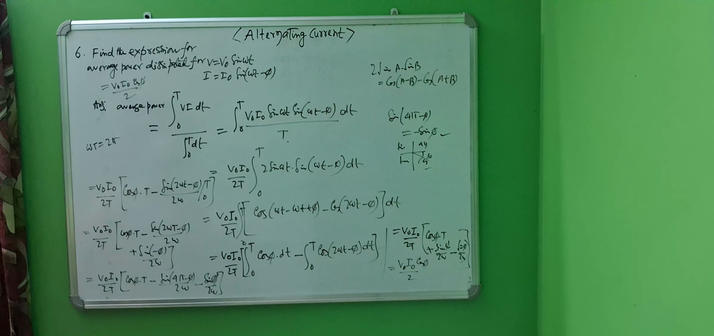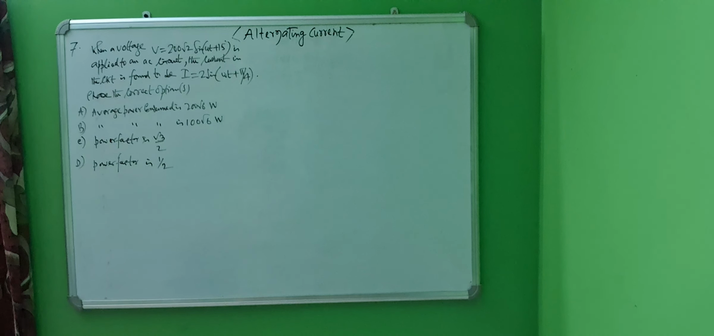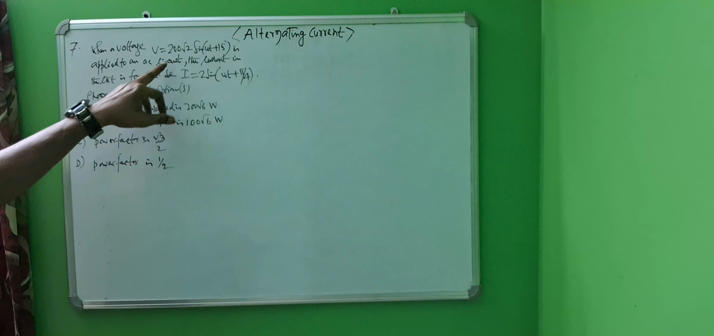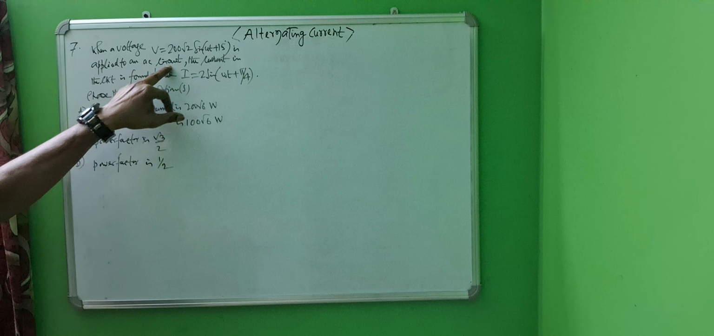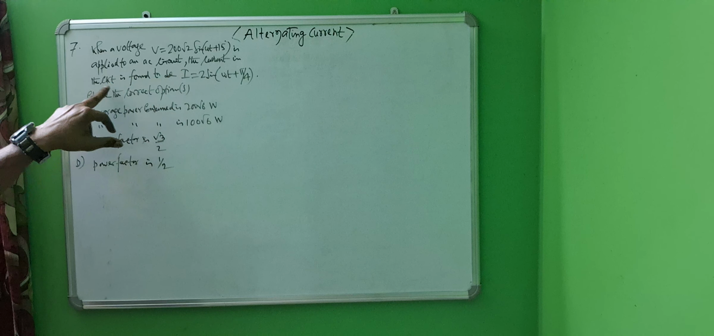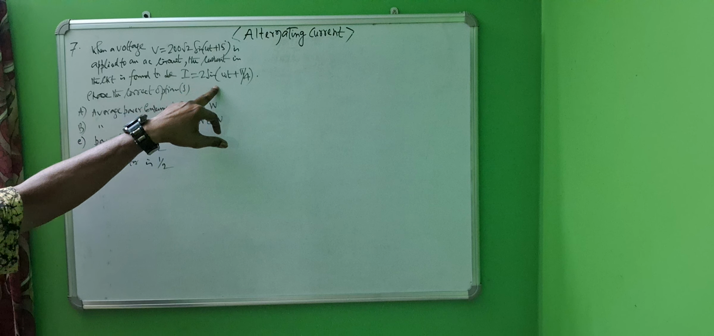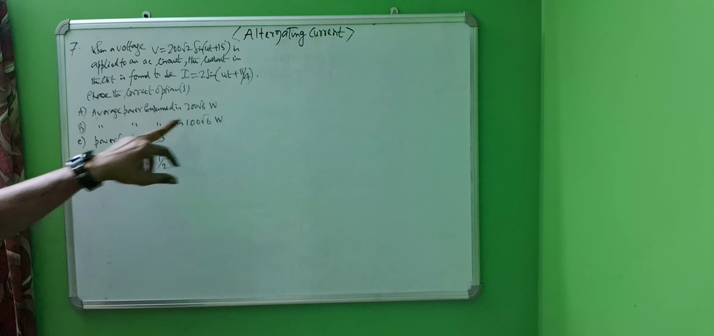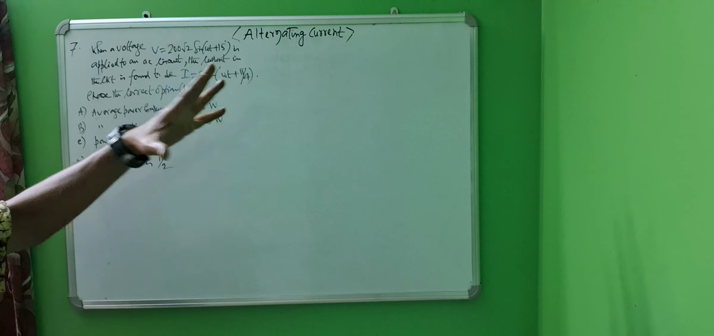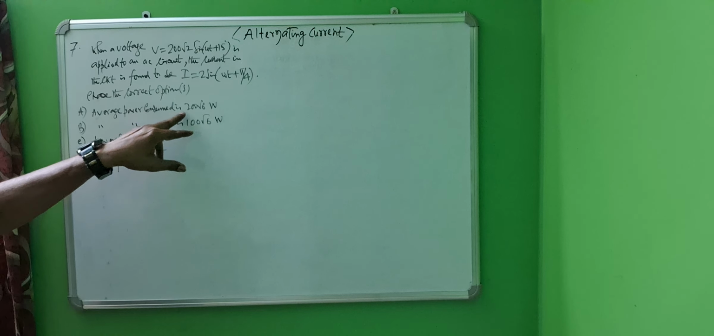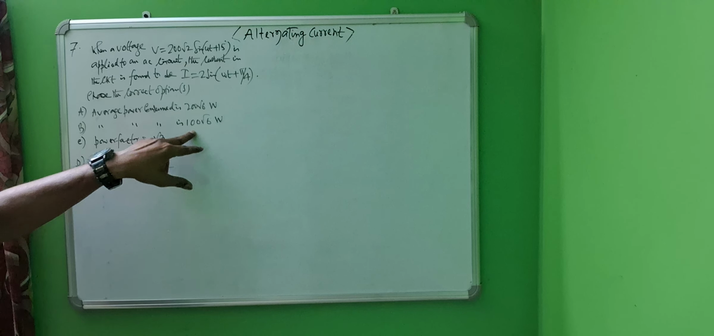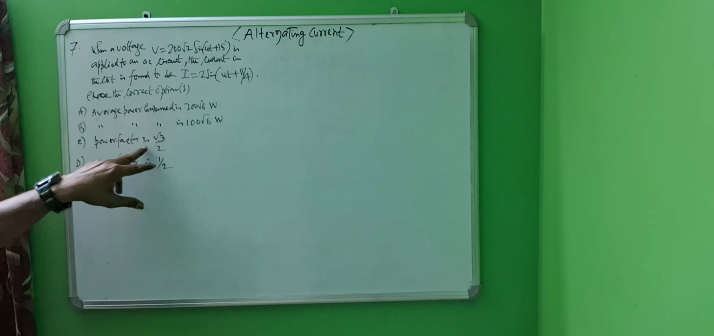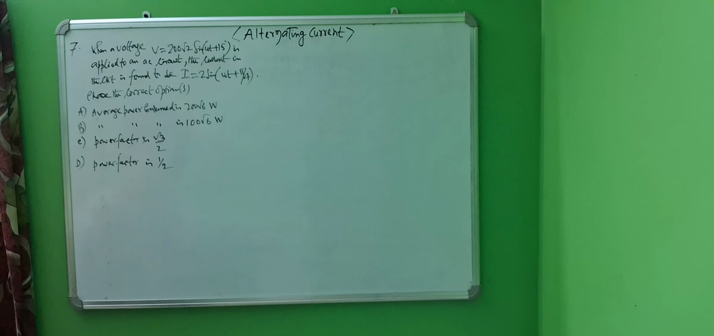This will be applied in the following problem. When a voltage V equals 200 root 2 sine of (omega t plus 15 degree) is applied to an AC circuit, the current in the circuit is found to be I equals 2 sine of (omega t plus pi by 4). Choose the correct option or options. Average power consumed is 200 root 6 watt. Average power consumed is 100 root 6 watt. Power factor is root 3 by 2. Power factor is half.